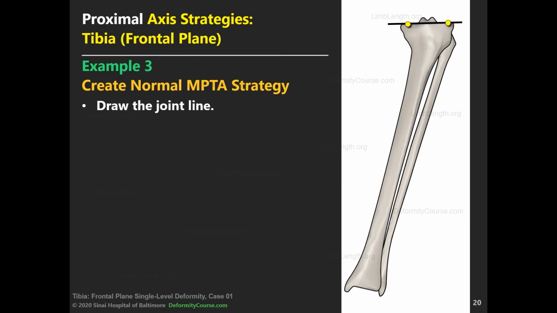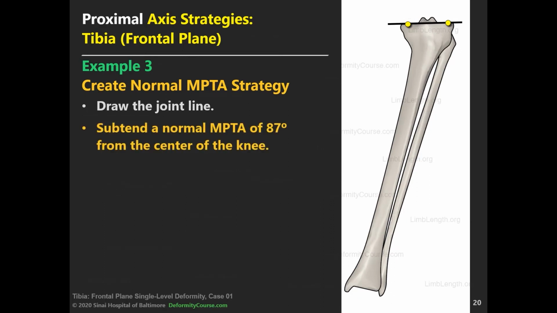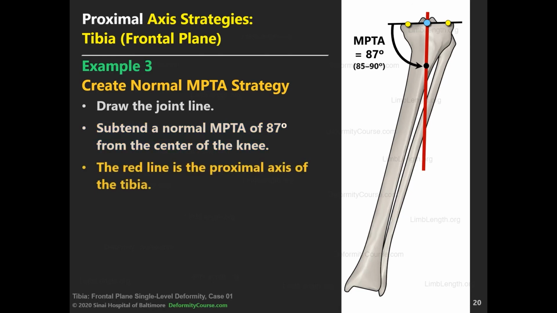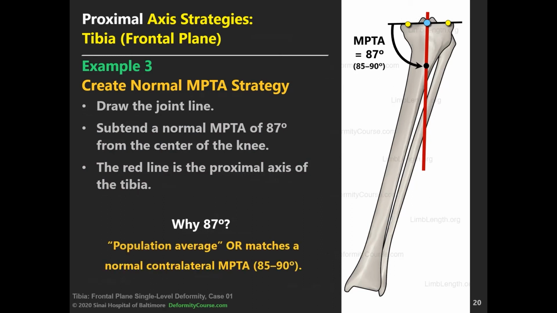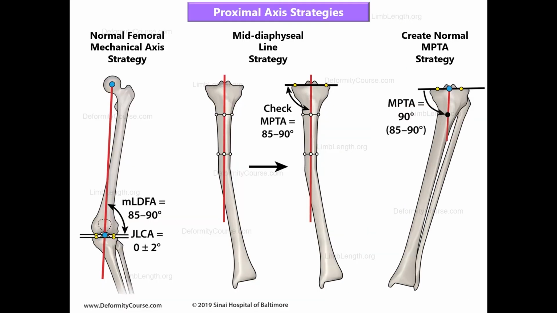In that case, we default to strategy number three, where we have to create a normal MPTA from the center of the knee and down as our proximal axis. Why here did we pick 87? It's either because it matches the other side or it's because it's a population average. This slide summarizes the three different strategies to find the proximal axis.